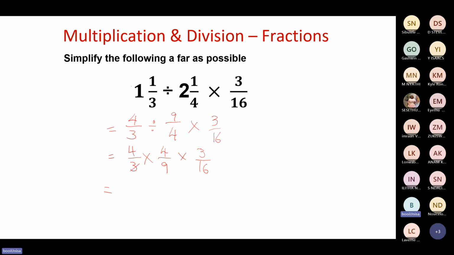So 3 and 3 can cancel out because they go into each other one time. And 4 and 16, 4 goes one time into 4 and it goes 4, 8, 12, 16, 4 times. We are left with 1 times 4 times 1 divided by 1 times 9 times 4, which then leaves me with 1 times 4 times 1 is 4 over 1 times 9 times 4.